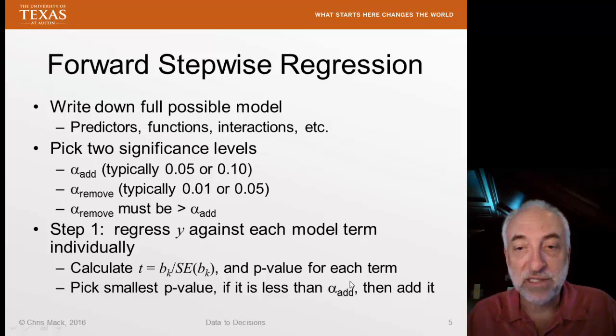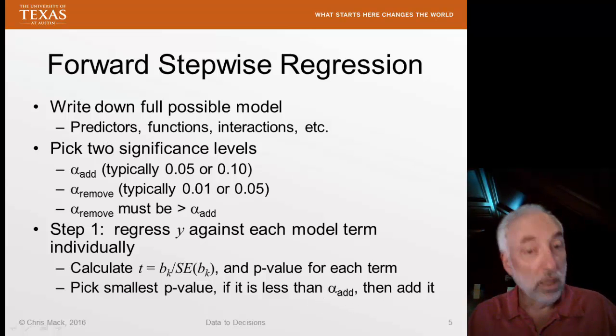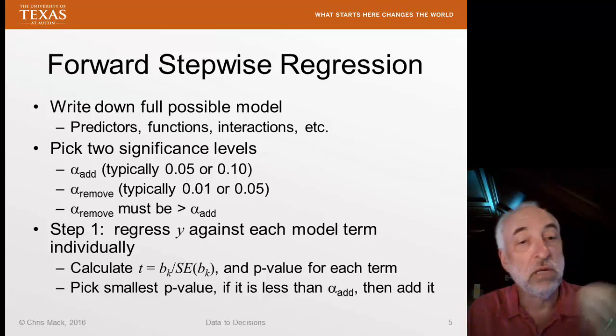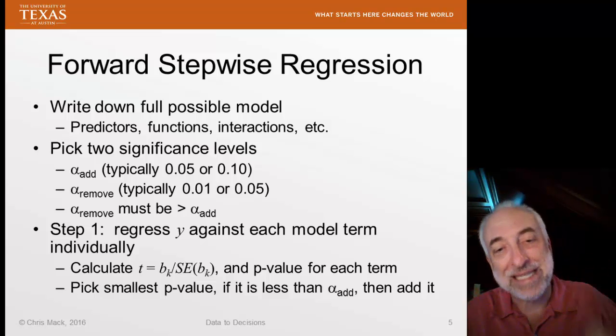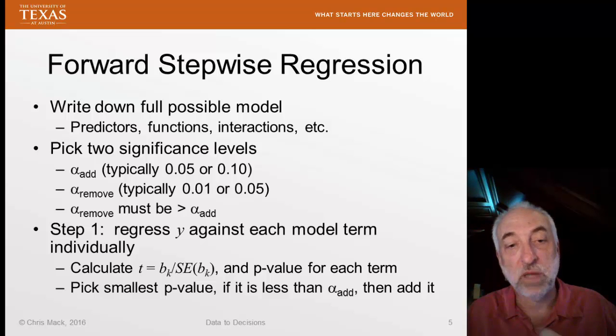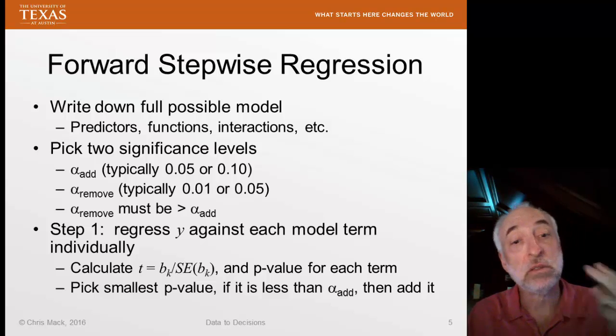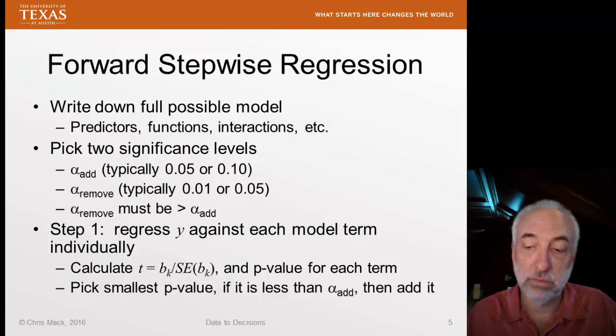For all of those, we find the one model that has the smallest p-value. If that p-value is less than alpha add, the criterion for adding a new term, then we add it. In other words, we look through all 20 possibilities and we pick the most significant single term that we can find and we add it to the model. Now, this is our best two-parameter model.